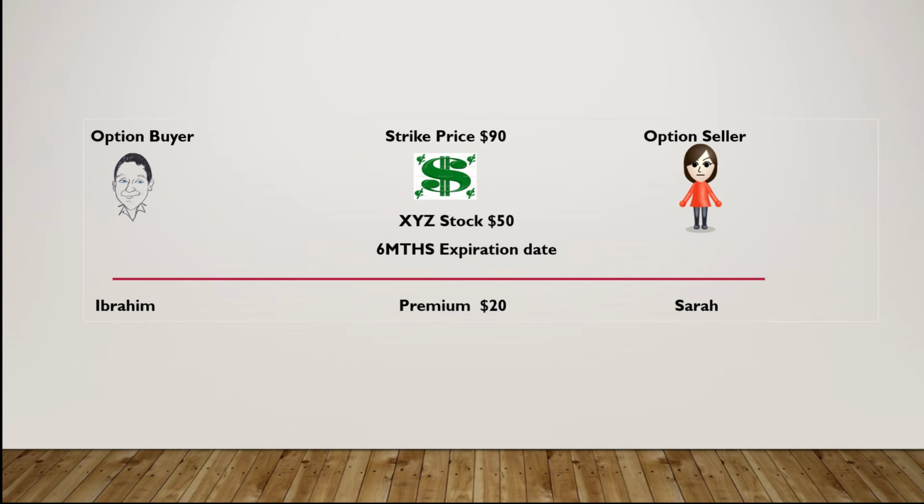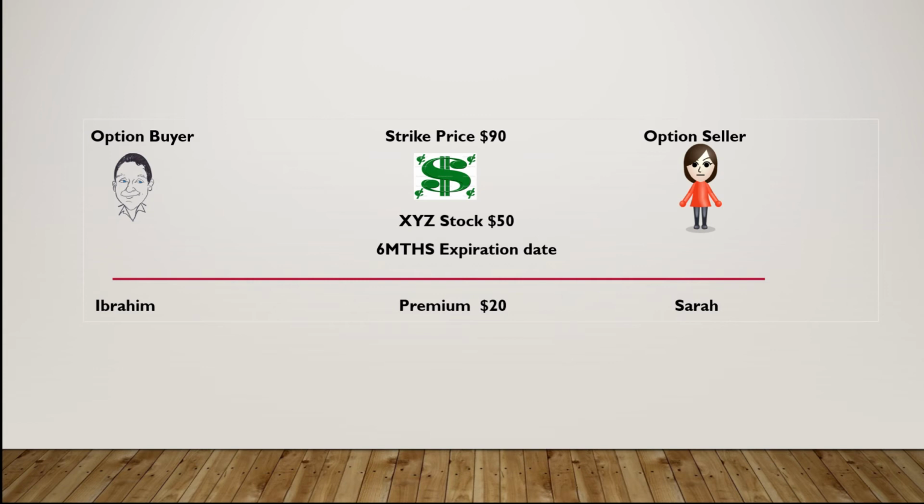Very simple. Again, Sarah owns the stock. Abraham wants to buy it. He then pays Sarah $50 for the stock. The stock then goes over to Abraham. With options, there are different scenarios that come into play with a $50 stock.